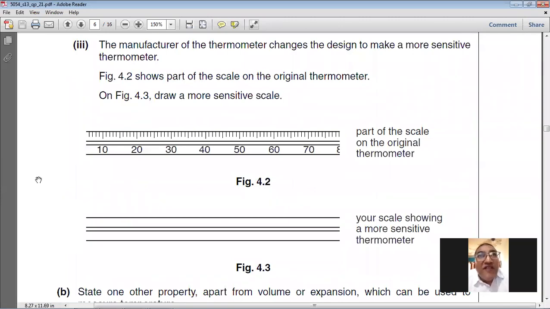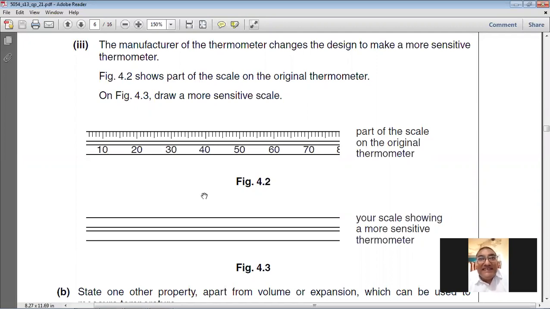The manufacturer of the thermometer changes the design to make a more sensitive thermometer. Figure 4.2 shows part of the scale on the original thermometer. On figure 4.3, draw a more sensitive scale. Okay, so this is the original thermometer. So here is 10, here is 20, 30, 40, 50, 60, 70.